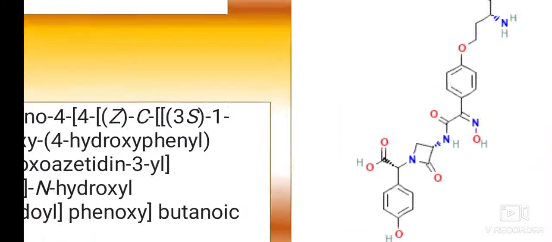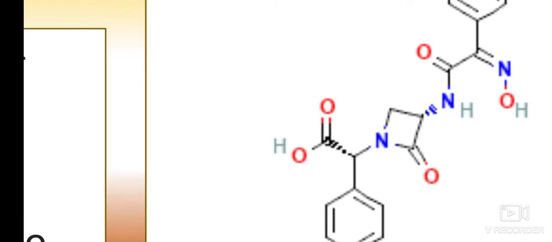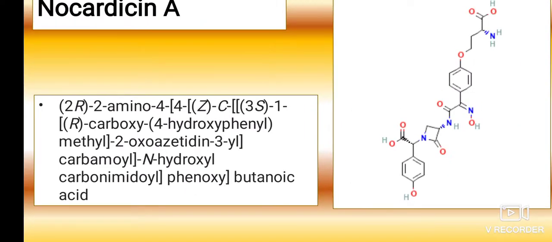You can see there is a beta-lactam ring, which is a 4-member ring containing 1 nitrogen and 3 carbon. To that beta-lactam ring, which is an azetidine ring, there is an oxo group at the second position. So 2-oxoazetidine, with substitution at the third position, so 3-yl. It attaches to the carbamoyl group, that is NHC double bond O. That carbamoyl group is attached to the N-hydroxy carbonimidoyl, that is C double bond NOH. So that hydroxy group is attached to nitrogen, so it is an N-hydroxycarbonimidoyl.